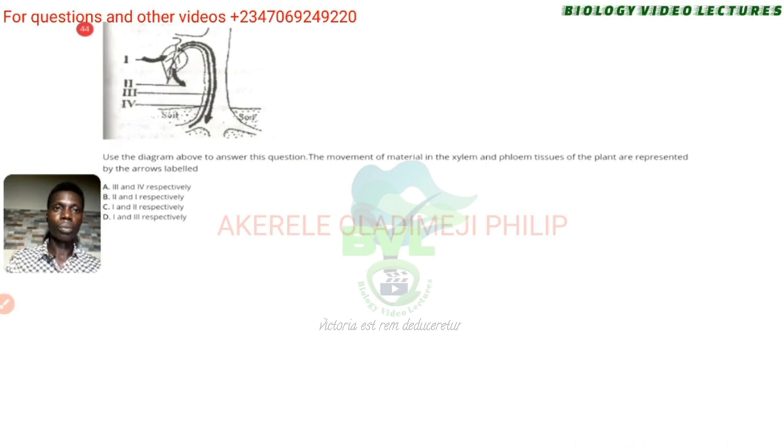All right. Now, use the diagram above to answer this question. The movement of materials in the xylem and phloem tissue of plants are represented by what?